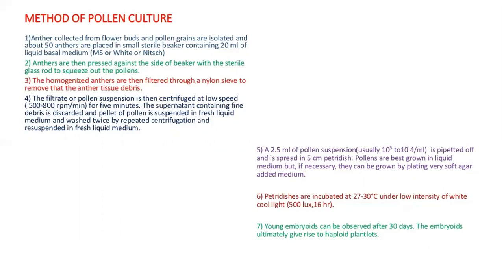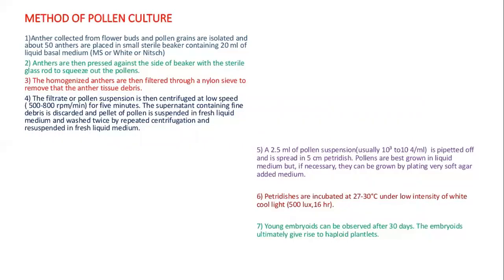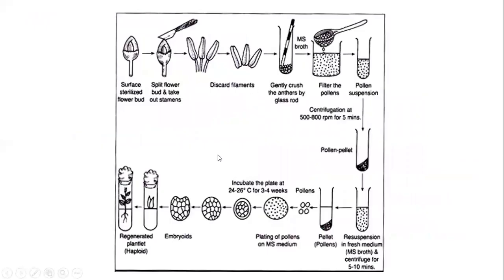Young embryos can be observed after 30 days, and these embryos ultimately give rise to the haploid plant. After getting the embryos, we can subculture them in rooting media and shooting media, and then culture them in regeneration media to get the haploid plants. So this is basically the technique, shown pictorially here, the method of pollen culture.